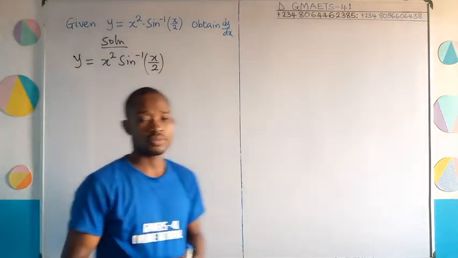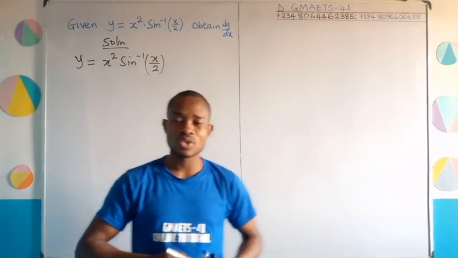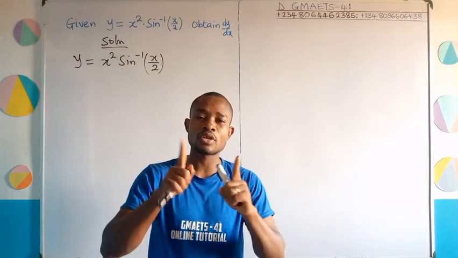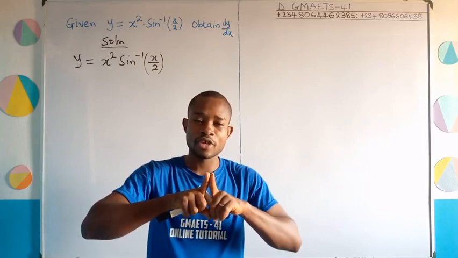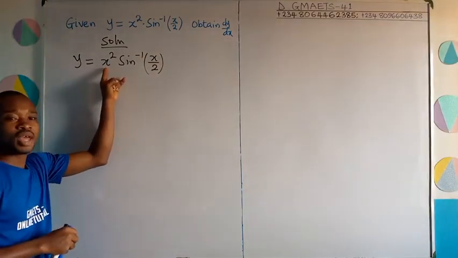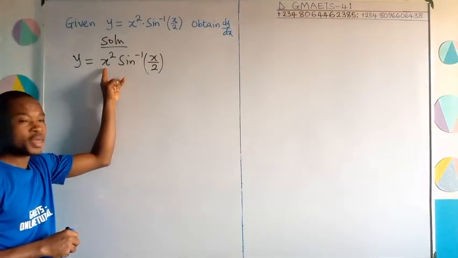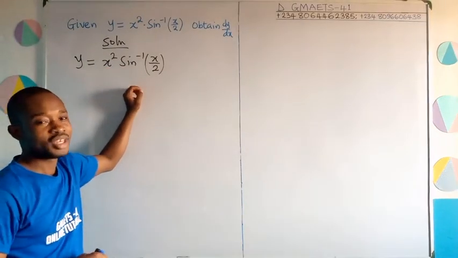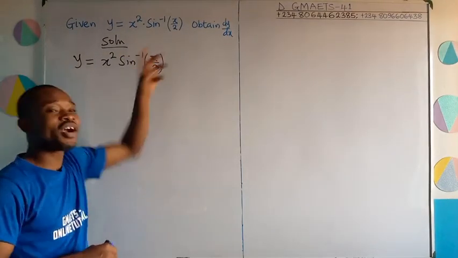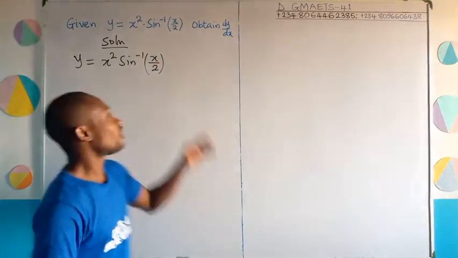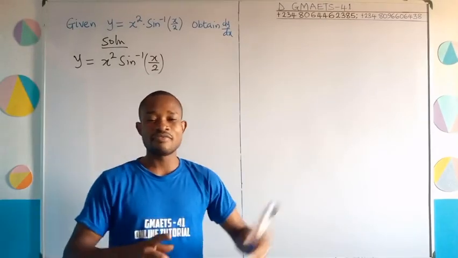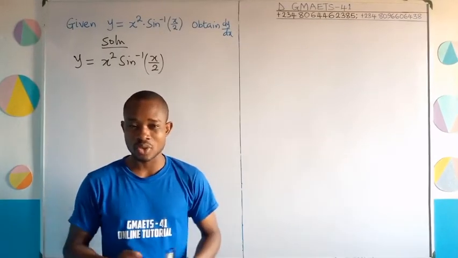dy dx. First of all, I want you to observe this question and see clearly that the function is a product of two terms. Two different functions are being multiplied there. One of them is x squared, which is a polynomial function, and then it's multiplying sine inverse of x over 2. Sine inverse is an inverse trigonometric function. We have sine inverse, cos inverse, tan inverse, and the other ones.